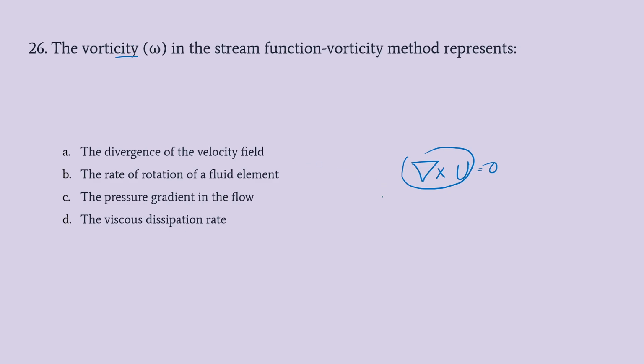Another name for cross product is curl. Curl is about rotation of a vector, so we can relate to this one. That is, vorticity is about the rate of rotation of the fluid element.